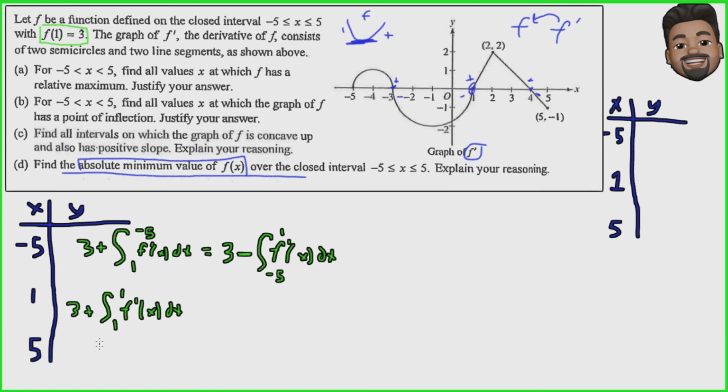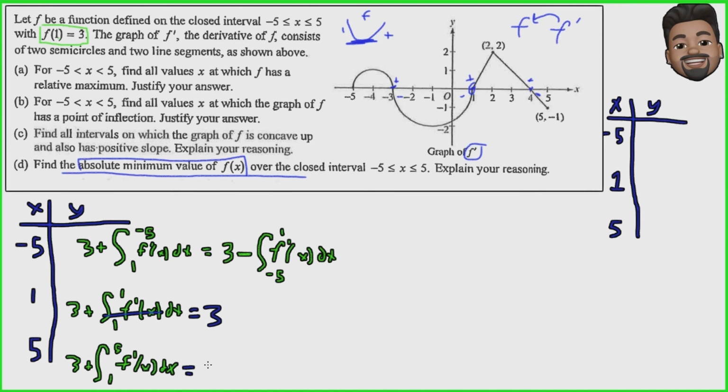3 plus, and then I'm going to do the same thing over here. I'm going to get 5, and then down here is going to be 1, 3 plus f prime of x dx. And then before I do anything else, the area from 1 to 1 is 0, right? There's no area from 1 to 1 because this is technically not an interval. So we know this is already 3. And then over here, we need to find the area from 1 to 5. And then we need to find this area up here.